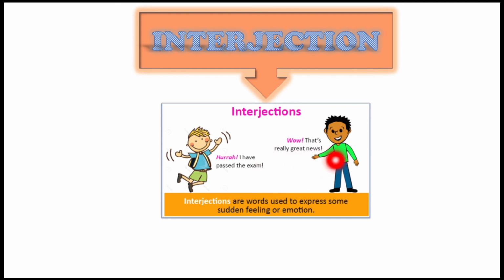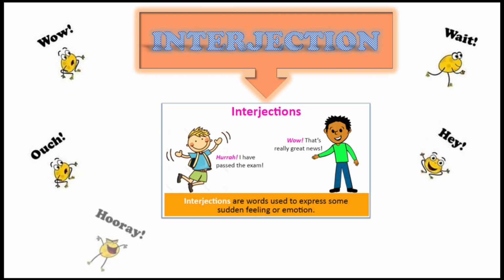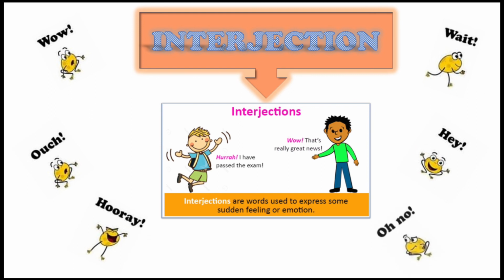Wow, that's really great news. Then what your parents say: oh wow, great, it's really great news. So these sudden feelings or emotions, we call interjections. We will see some examples of it. This is oh wow, wait, ouch, hey, hooray, oh no, yippee. These all are interjections; these are words we use to show sudden feelings and emotions.